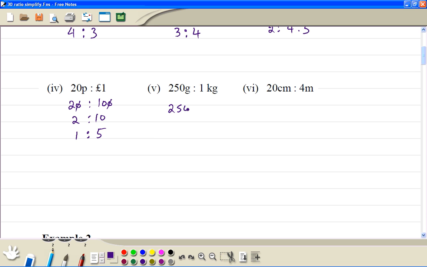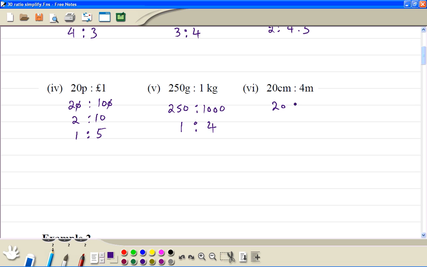Change the same units first. So 1 kilogram is equal to 1,000 grams. Now we can see this is 4 times bigger than this. This ratio is 1 to 4.